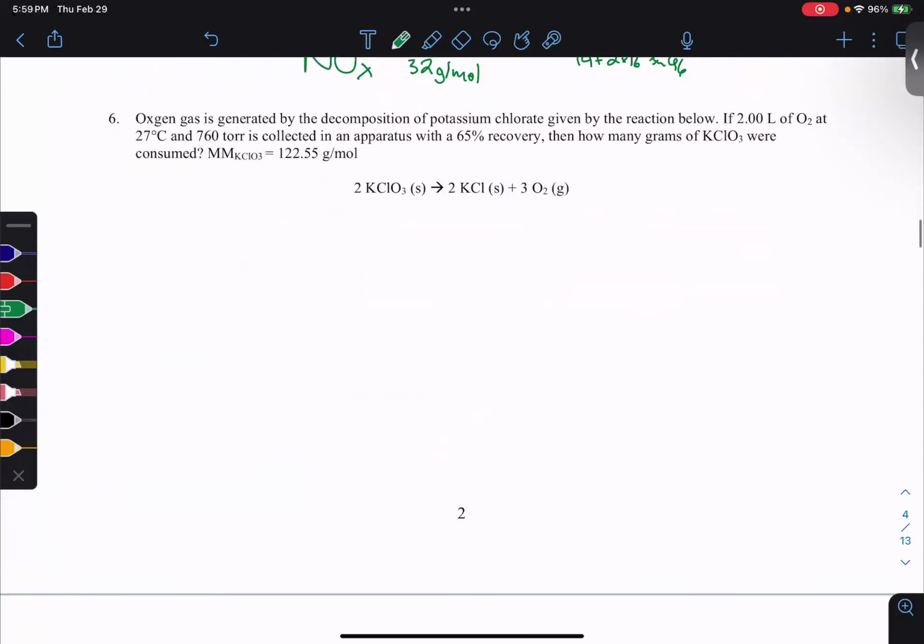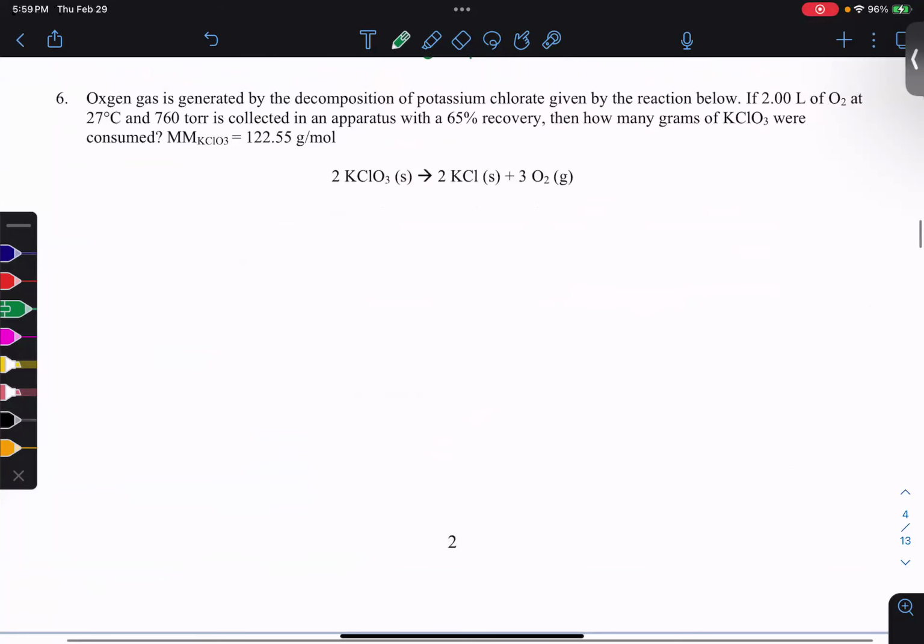All right, let's do this one. Oxygen gas is generated by the decomposition of potassium chlorate. If 2 liters of oxygen at this temperature and pressure are collected in an apparatus with 65% recovery, how many grams of junk did we react?